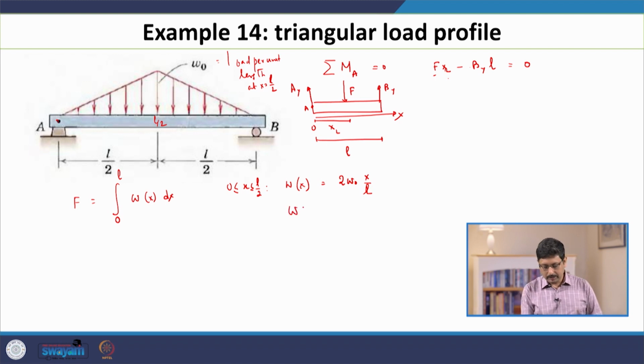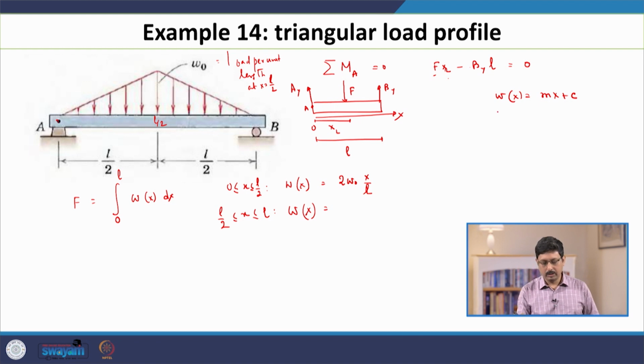Now, for the other case, the second piece, that is from L by 2 to x less than L, we can find this out by assuming that this Wx is a straight line of the form mx plus c, with two unknowns.